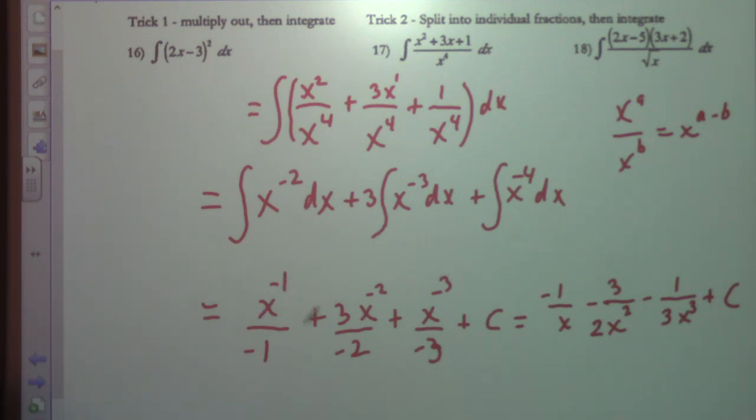And then this step right here is straight up using the integration power rule. Bump up, divide. Bump up to the negative 1 power, divide by negative 1. Bump up to x to the negative 2 power, divide by negative 2. X to the negative 4 power, bump up to negative 3 and divide by negative 3. And then this last line here is all just simplification of that. That's all that is. Okay.